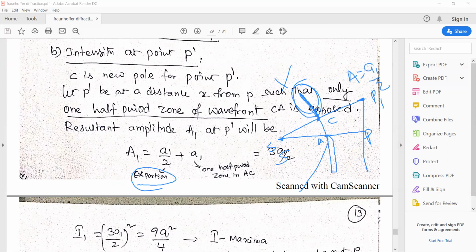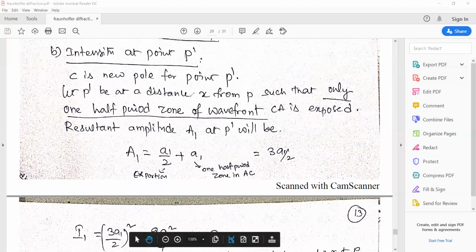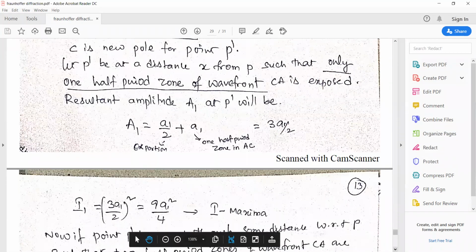Okay, because of the CX portion, you will get amplitude at point P dash as A1 by 2 plus. We are assuming initially there is only one off period zone. So from the first off period zone, the amplitude is A1. Okay, so you will get finally 3A1 by 2. So this is the amplitude we got. Okay, so intensity will be the square of the amplitude, so it will be 9A square by 4. That is called the first maxima.